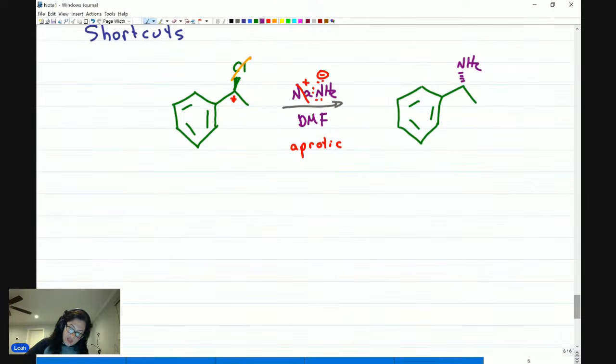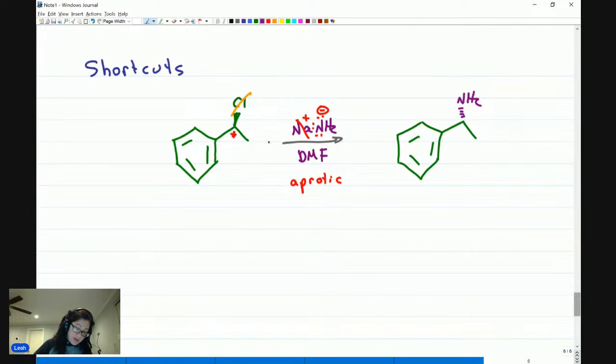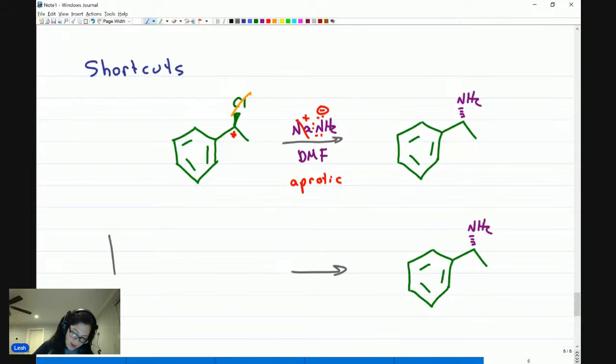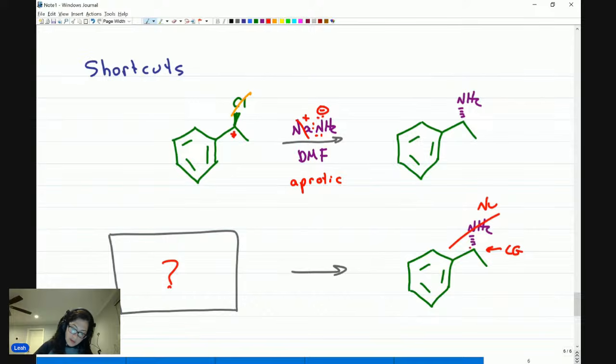If I was given this in reverse and told to come up with a starting molecule, or say it was drawn like this on your exam, where you had to fill in this piece right here, here's what you do. You identify your molecule, you cut off your nucleophile, and you just put a leaving group right there. No nucleophile, put a leaving group right there. And that is the shortcut for SN2. That one, not so important.